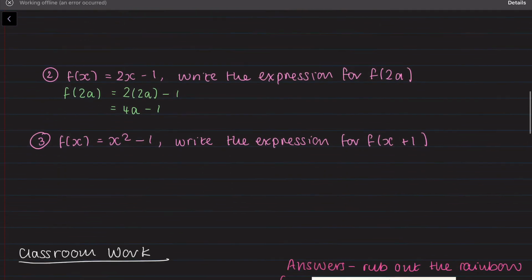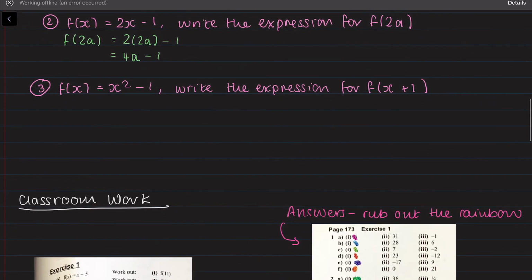Example 3 is a little trickier. So I have f of x equals x squared minus 1. I need to write the expression for f of x plus 1. So everywhere I have x, I need to replace with x plus 1. And I need to make sure I do that for the whole of x. So if I'm replacing x in this function with x plus 1, I'm going to have x plus 1 all in brackets squared, as I need to replace x with the whole algebraic expression. So I expand that out and simplify.